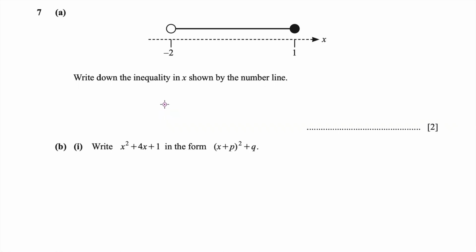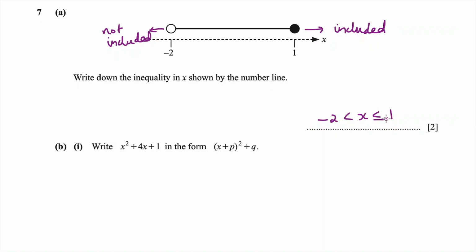So let us start. Write down the inequality in x shown by the open line. There is a closed or shaded one and an unshaded one. Unshaded means that value is not included, but this value is included. And so this would be minus 1 less than x less than 1. But since 1 is also included here, this would be equal to 1 also.